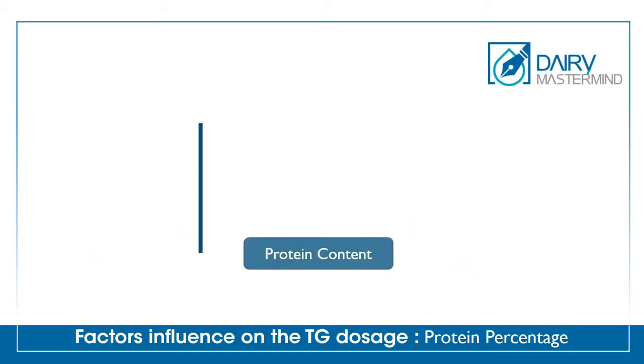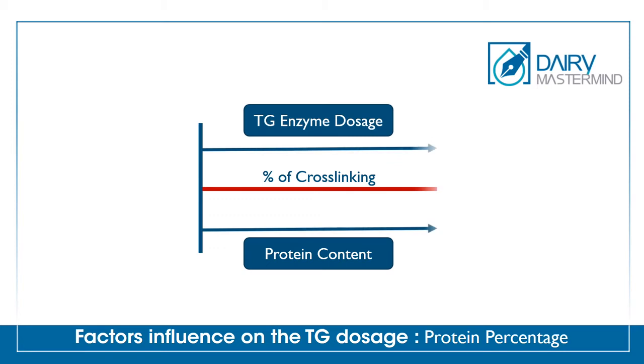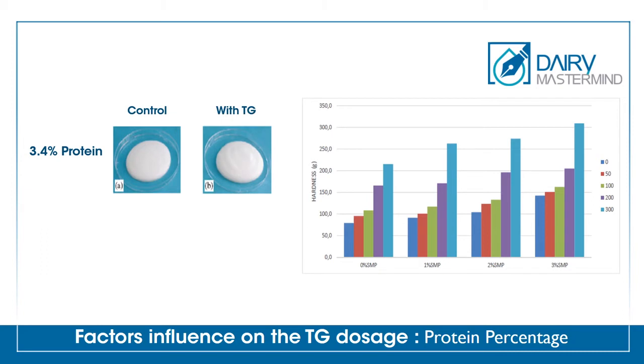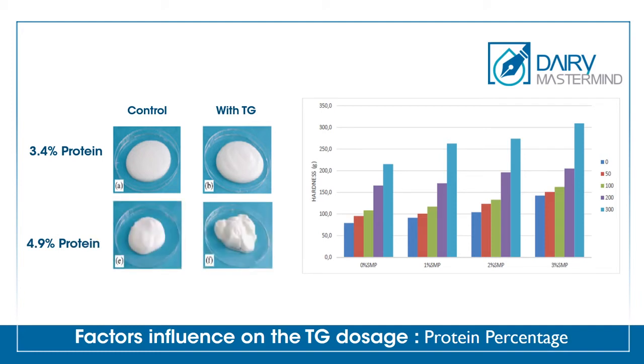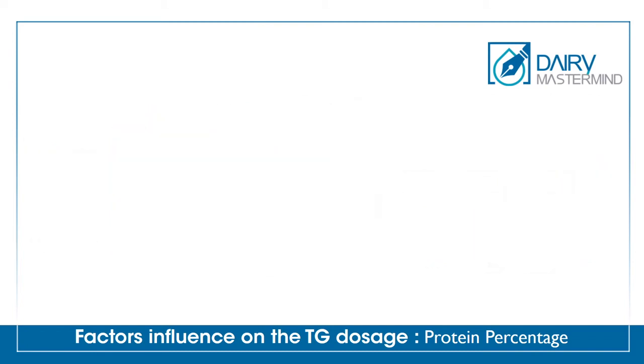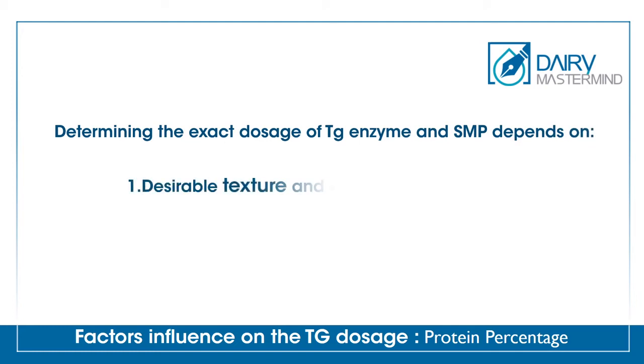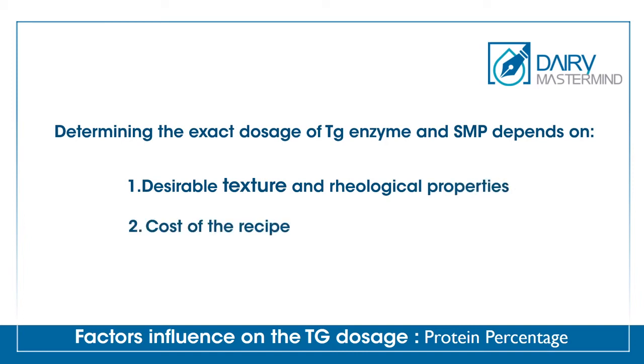It is true that the higher the protein content, to reach the constant amount of cross-linking, more enzymes should be used. Obviously, by increasing the percentage of SMP to increase protein content, texture hardness will increase. Also, by increasing the TG enzyme dosage to a certain extent, texture properties will improve too. Determining the exact dosage of TG enzyme and SMP depends on 2 items. Number 1. Desirable texture and rheological properties. Number 2. Cost of the recipe.